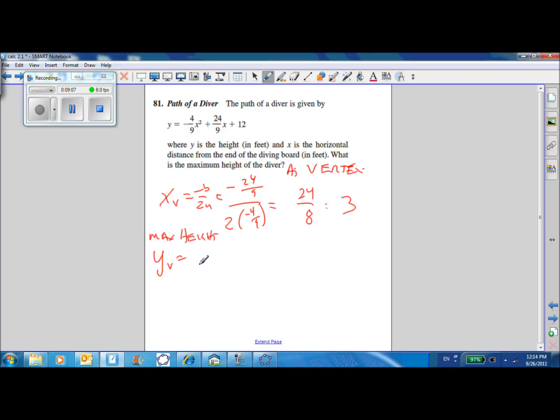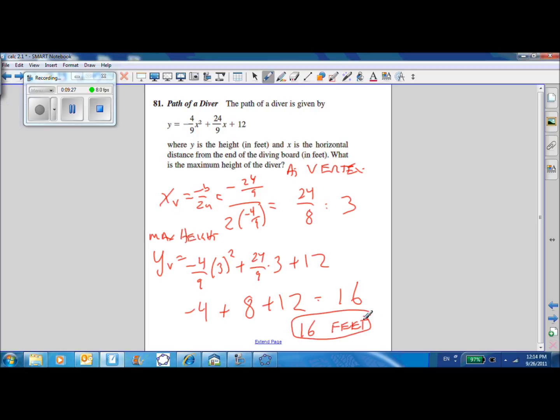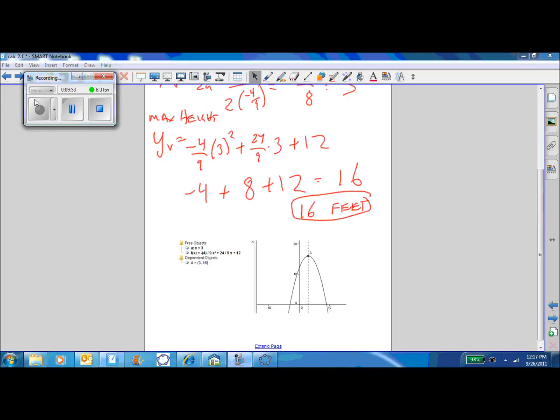Which will happen at negative 4 ninths times 3 squared plus 24 ninths times 3 plus 12. So we get negative 4 plus 8 plus 12. 20 minus 4 is 16. So the max height of 16 feet for the diver. Let's check this on GeoGebra. And sure enough, GeoGebra agrees with me with the max height here at the vertex at (3, 16).